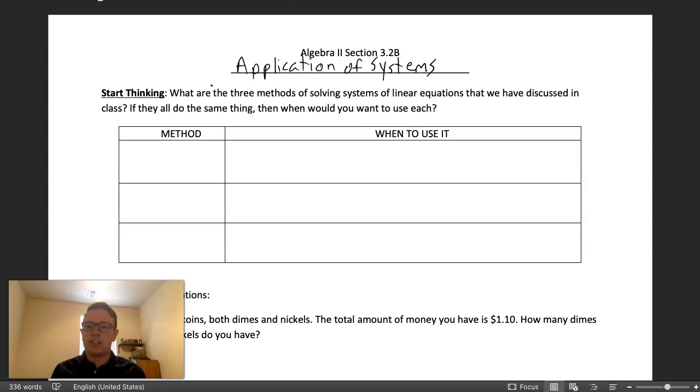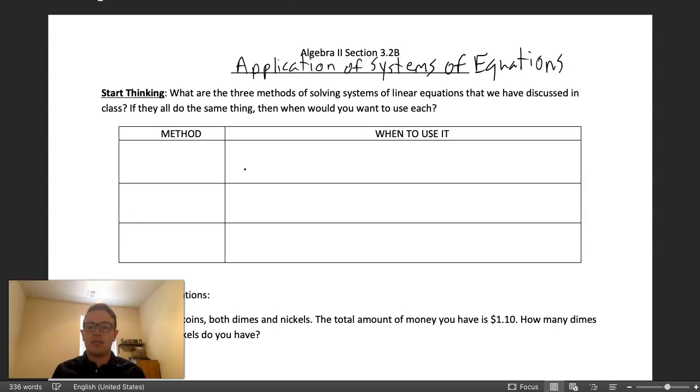Welcome back, folks. Today we're going to be talking about an extension of what we were doing the last couple of days. We're going to be talking about applications of systems of equations. Now, for applications of systems, we're allowed to use any of the three methods that we want.